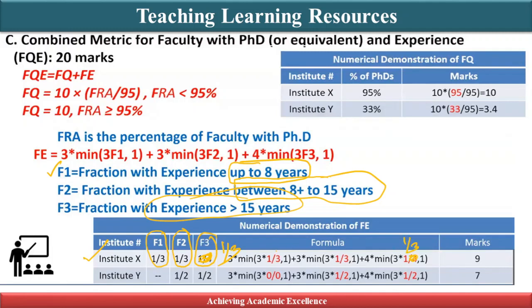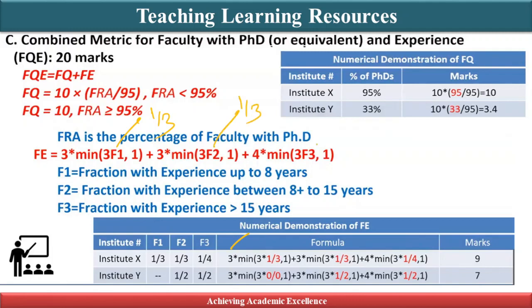In that case, what happens? 3 into min of, I am assuming F1 is 1/3, 3 into 1/3 comma 1. I am assuming F2 is also 1/3, 3 into 1/3. I am assuming F3 is also 1/3. This is not 1/4, let me assume 1/3. In that case, what will I get? How many marks will I get? I will get 10 out of 10 marks, isn't it?